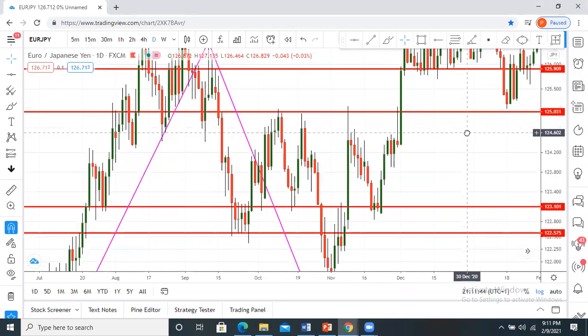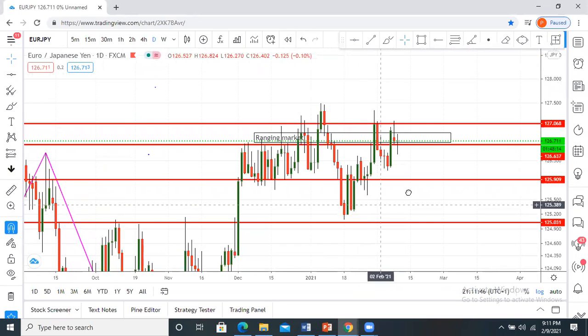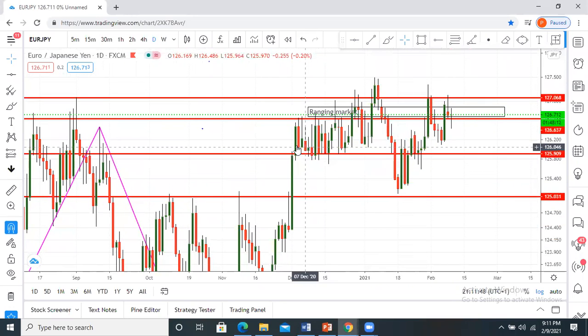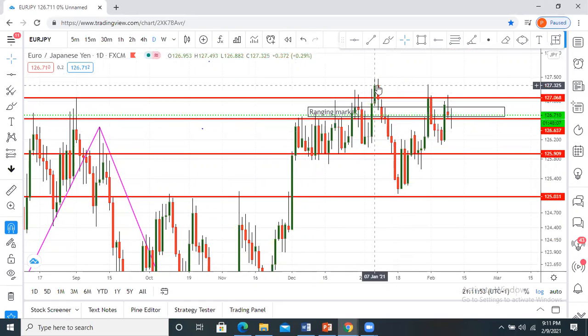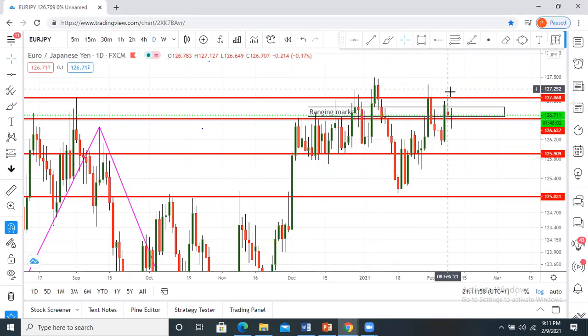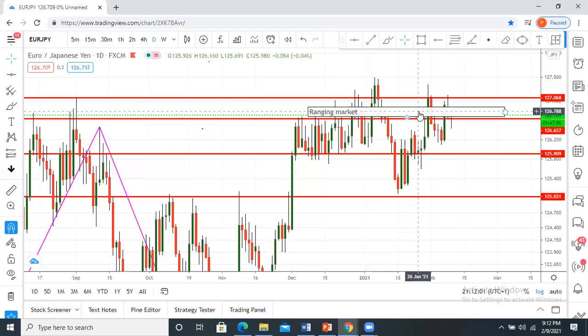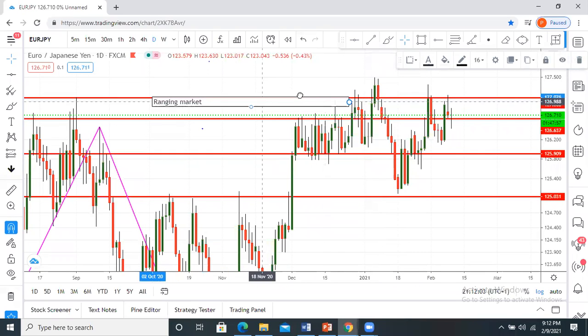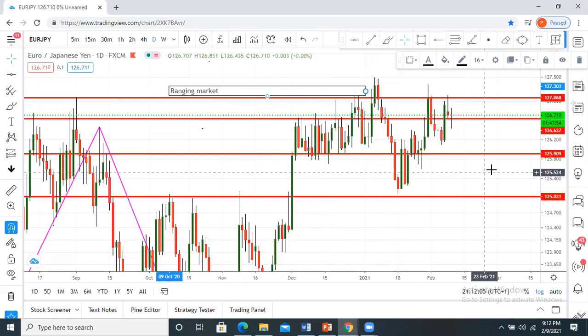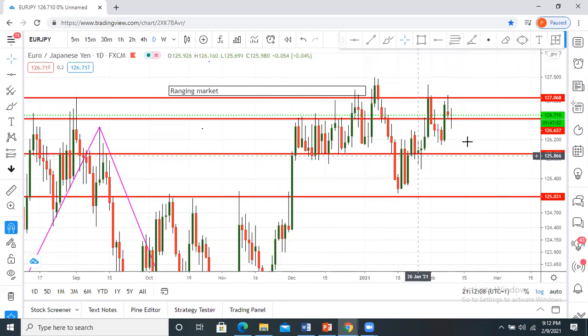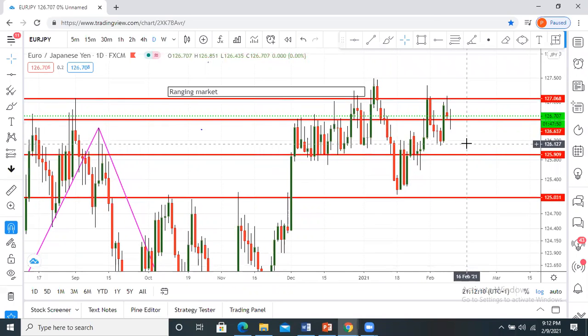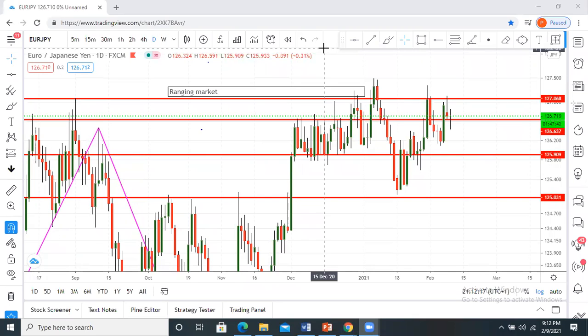This market is ranging. The market has been stuck since December to date, ranging between these two zones. It went up in early January, came down here, went up now, and could not pass its last high. So in other words, this market is ranging between these two zones. This is not where you want to apply your Fibonacci retracement. Fibonacci retracement needs a trending market, a market that is clearly on a downtrend or an uptrend.